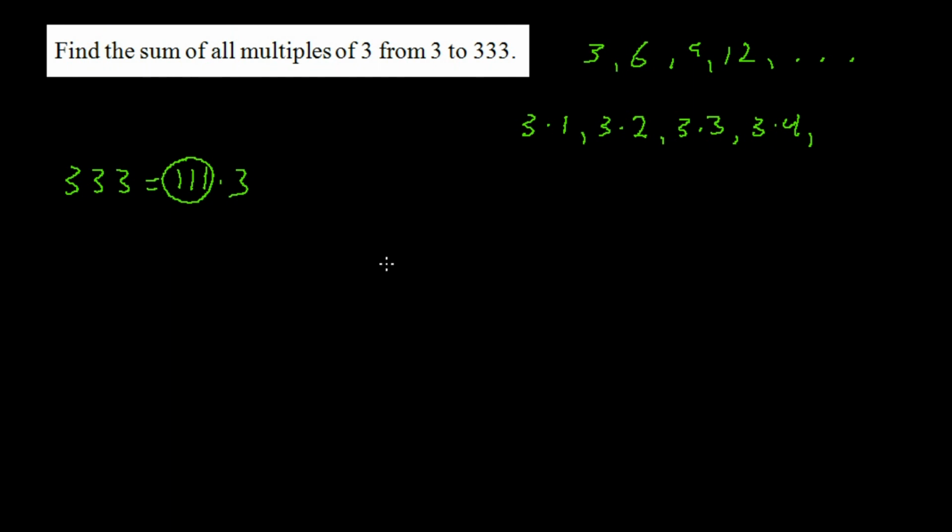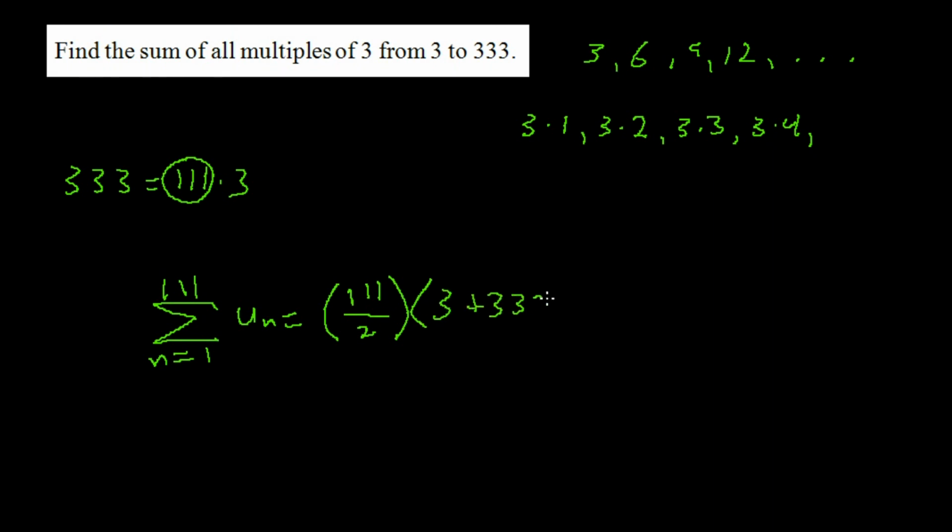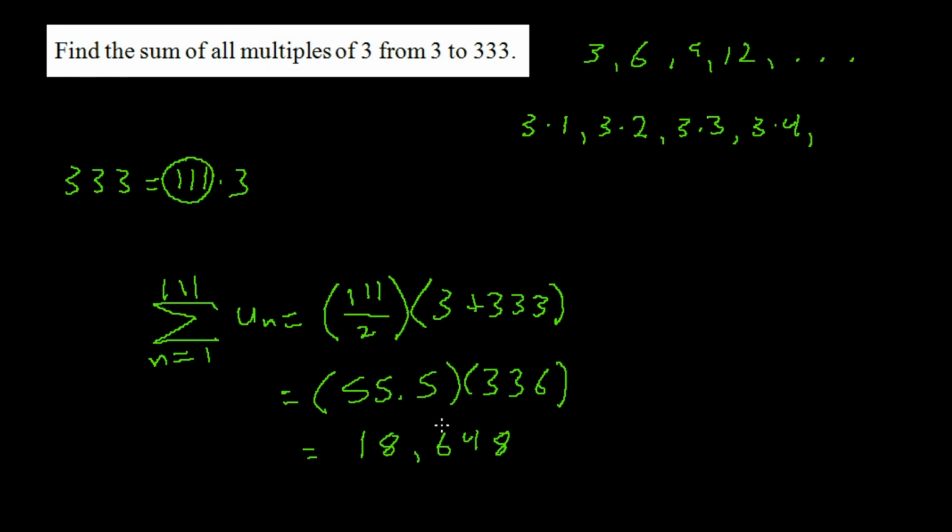Now that we know that, we can use our partial sum formula. And we can say that the sum from the first term to the 111th term, so the sum of the first 111 terms of our sequence, u sub n, is 111 divided by 2 times the sum of the first term and the last term. 111 divided by 2 gives us 55.5. 3 plus 333 is 336. The product of these two is 18,648. So the 111th partial sum of this sequence, meaning the sum of the first 111 terms, is 18,648.